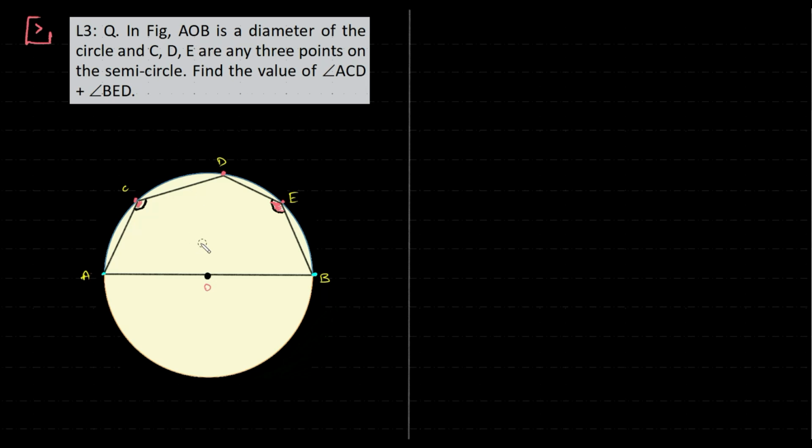In the figure, AOB is a diameter of the circle. C, D, E are any 3 points on the semicircle. Find the value of angle ACD and angle BED.